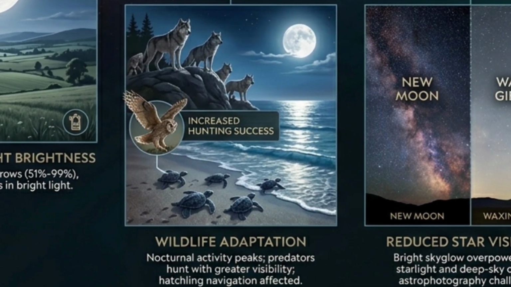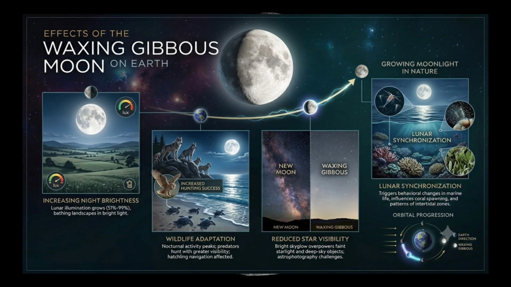Nocturnal animals may adjust their behavior because predators and prey become more visible. Researchers have observed that some species change their feeding patterns as moonlight increases. The moon's gravitational influence continues to shape ocean tides, though the strongest tidal effects are still yet to come. This phase also provides increasing natural illumination during the night, something humans relied on long before artificial lighting existed.